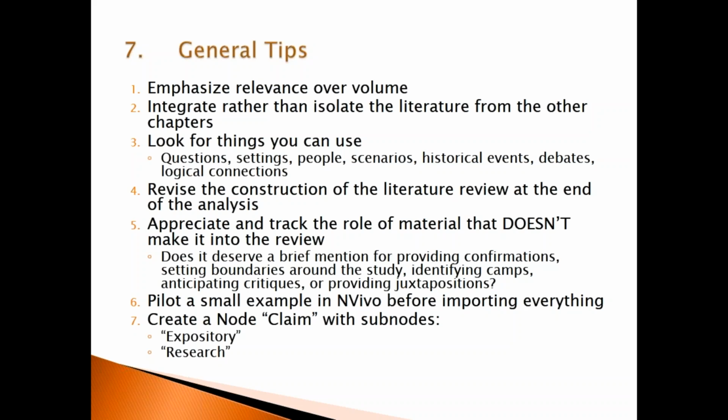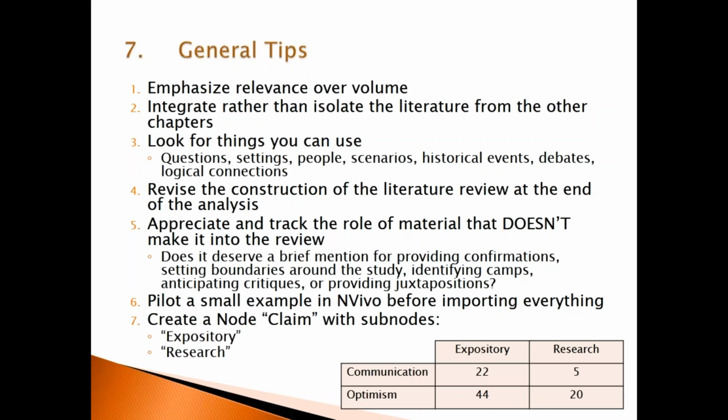And then when I was done, I could run a matrix. So remember the matrix I had up earlier that had the different states in the columns and the nodes in the rows? Well, here I have nodes in the columns and nodes in the rows. The nodes in the columns are my expository node and my research node. And then in the rows I have nodes like communication and optimism. Once again, those numbers are telling me how many passages come up in that material, and if I double click on a cell, it would take me to the data.